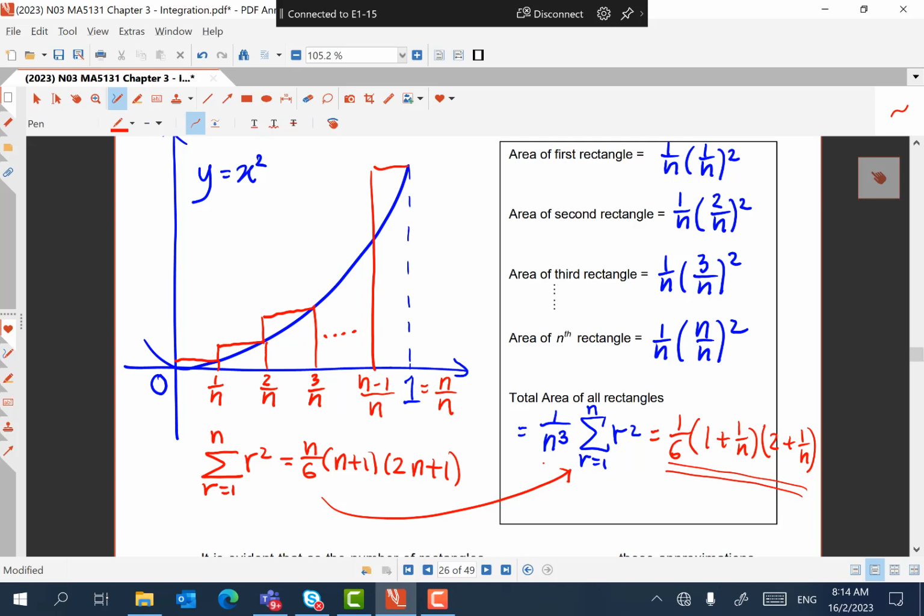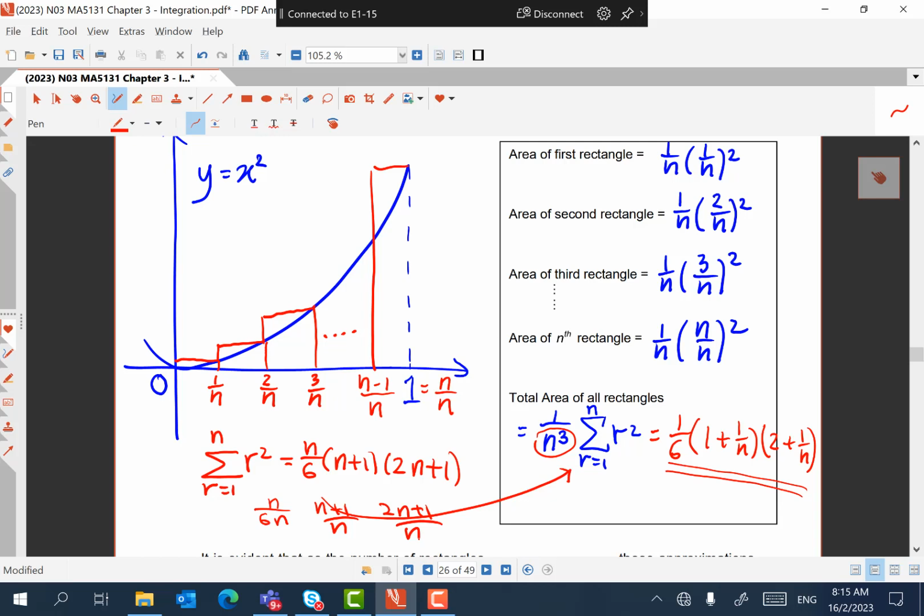Yeah, you just distribute the n cubed into the three factors. Basically, you just distribute this n cubed to the three factors. So the three factors will be n over n, and then n plus 1 over n, then 2n plus 1 over n. By distributing the n cubed on the denominator into the three factors, you see that there's a nice cancellation, and then you end up as this.